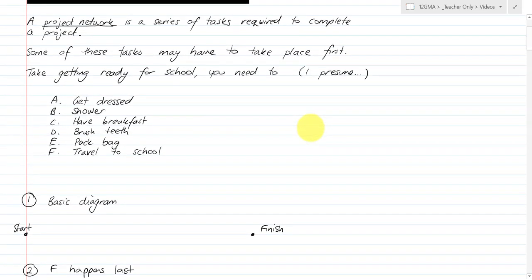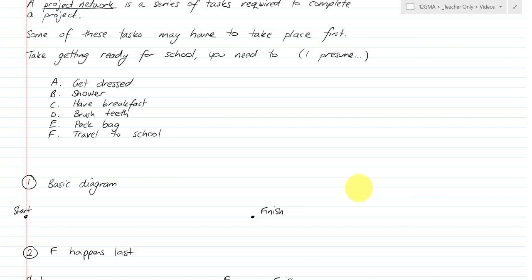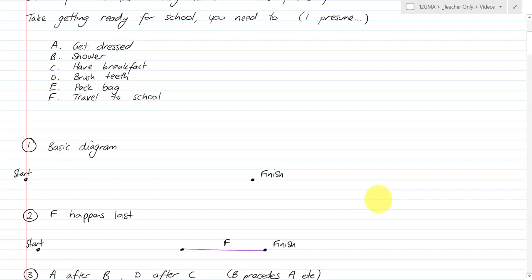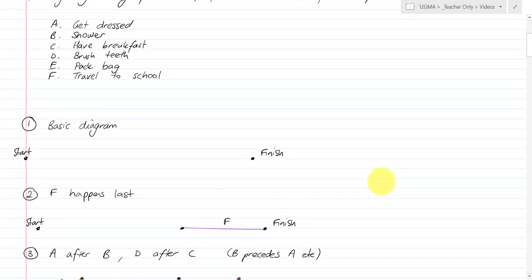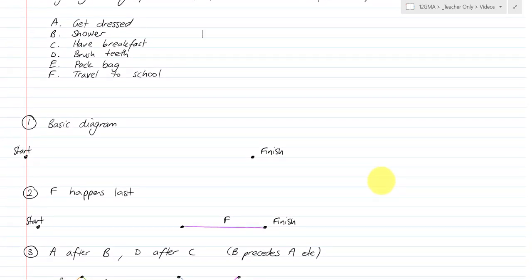So let's have a look at, first of all, the basic diagram. We have a start and a finish. And remember from our last lesson, that's our source and our sink. Source is starting at nothing, and sink is when we finish all those tasks. Now, F has to happen last. So obviously, we have to do A, B, C, D, and E before we travel to school. Otherwise something will go wrong. You might argue that you could take a toothbrush with you or your breakfast with you and you could do those at school, but let's just say for simplicity that F has to happen last here.